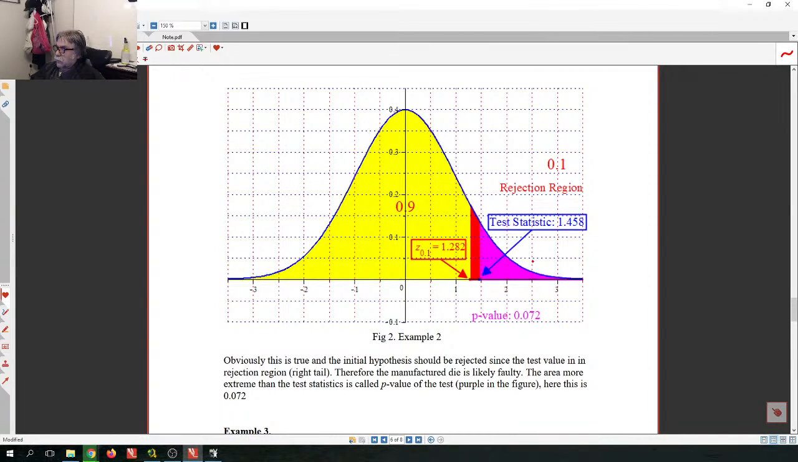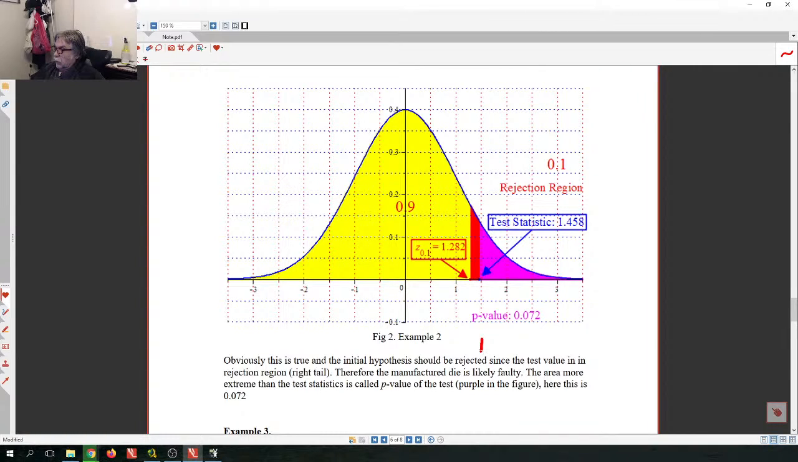P-value. And of course, if the test statistic happened to be in the tail, then the area starting with the test statistic is going to be smaller than the area starting with the critical value. The area starting with the critical value is called the level of significance. The area starting with the test statistic is called the p-value of the test.